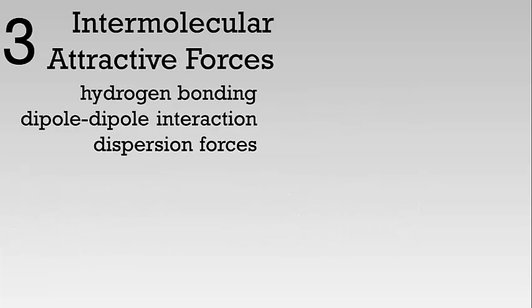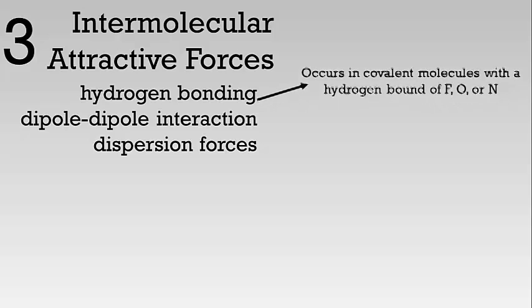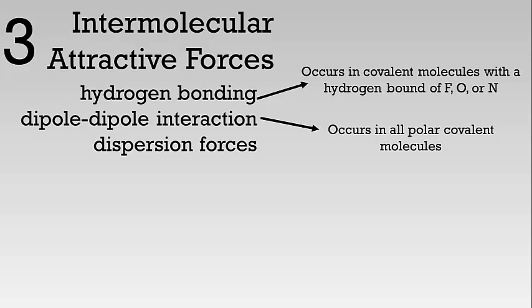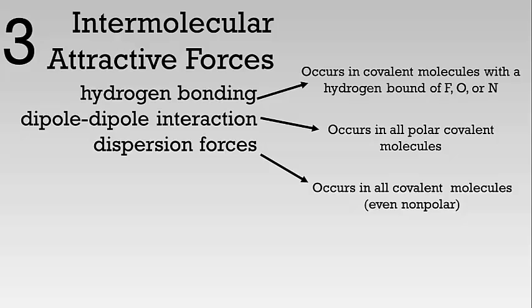So that's all three major intermolecular forces. The strongest intermolecular force is the hydrogen bond, which only occurs in covalent molecules that contain a hydrogen atom bound to a very electronegative atom: fluorine, oxygen, or nitrogen. Dipole-dipole interactions occur in all polar covalent molecules. As long as we have that distribution of charge due to different electronegativities, we're going to see dipole-dipole interactions. And last, the weakest would be dispersion forces. This occurs in all covalent molecules, even if they are nonpolar.